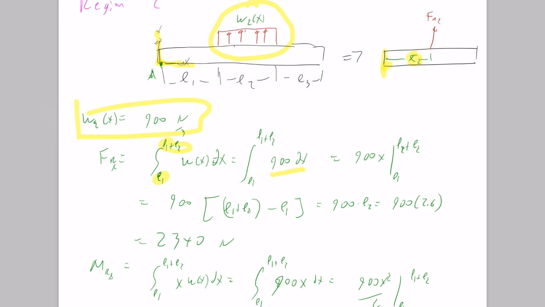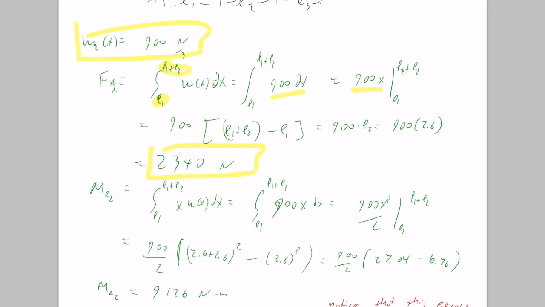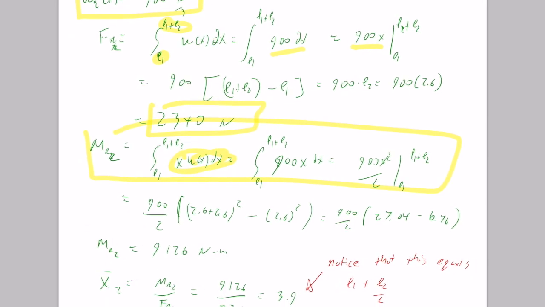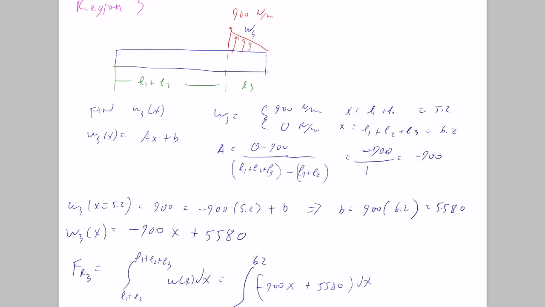So we just plug this equation in, we do the integral. This gives us our equivalent load for point 2. I don't know why I wrote an A there. There should be 2. That's a 2. Okay, and then we can do, once again, our moment. So this is just X times W of X. And then there's our equivalent moment. And then we get our equivalent position, right? And one thing I want you to notice, and we'll talk about this later, is that this ends up equaling L1 plus L2 over 2, okay?